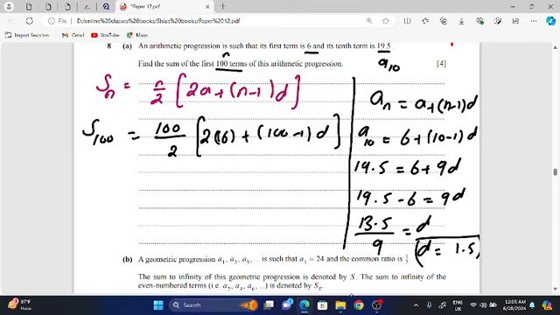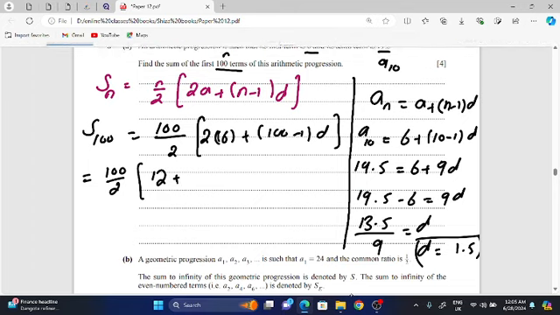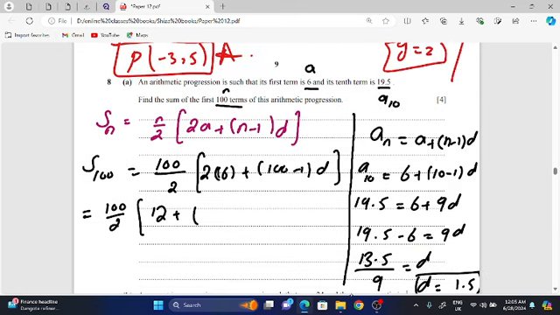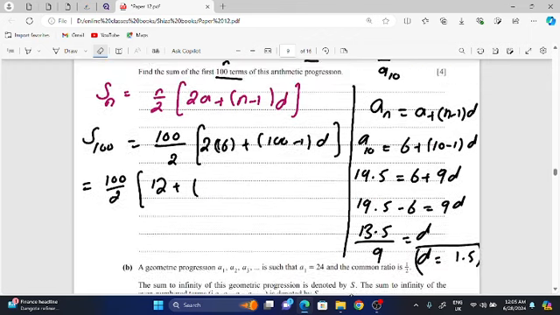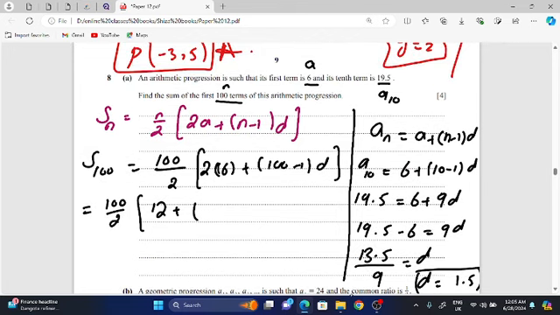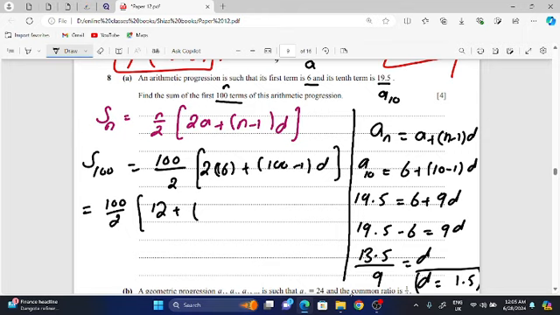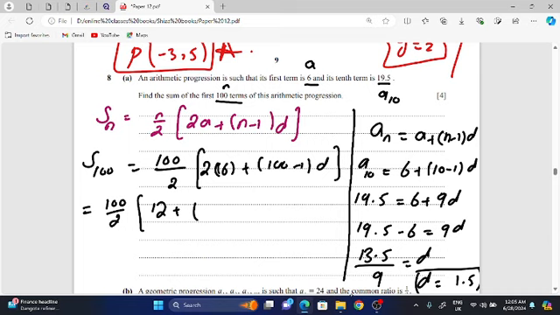I just go back and plug back the value. That will become 100 over 2 times 6 times 2, which is 12, plus 100 minus 1. Sorry, I think there should be 10, not 100. Yeah, there should be. There are first 100 terms. No, that's fine, because we are talking about 100 terms, so there should be 100. Okay. So 2 times 6 is 12, and 100 minus 1 is 99, and d is coming as 1.5.